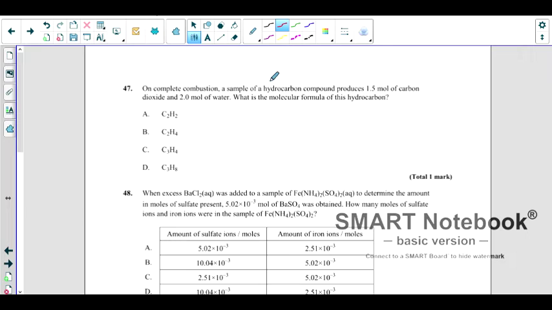On complete combustion, a sample of hydrocarbon compound produces 1.5 moles of carbon dioxide and 2 moles of water. So we have a hydrocarbon. We don't know which hydrocarbon. Let's say CxHy. Any of the 4 can be it. It is combusted, so we have O2, and we get 1.5 moles of CO2 and 2 moles of H2O.